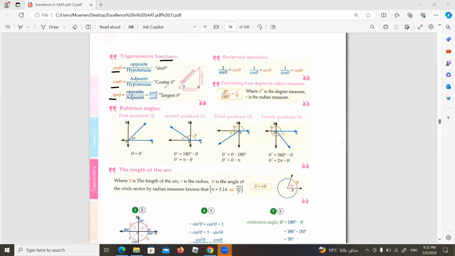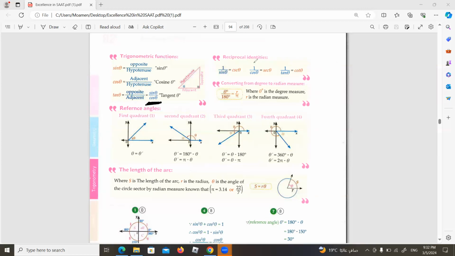Tan is opposite over adjacent, or sine over cosine. It's a very important remark. Sine over cosine is equal to tan. Pay attention to this. Tan is opposite over adjacent, or sine over cosine. We'll use it tomorrow, inshallah.